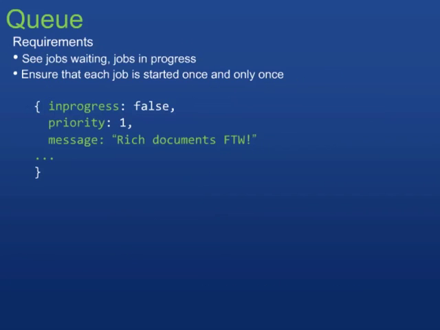Another common pattern is a queue, right? So you might, for example, be building a background job processor, and you want to keep track of all of the jobs that your system is processing, and you want to make sure that each job is only run once. So what I might do is store a collection in Mongo where each document represents a job.